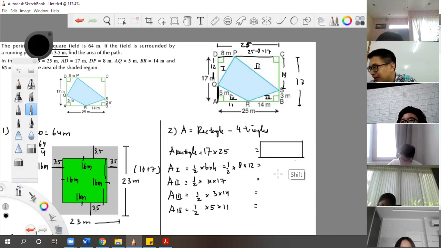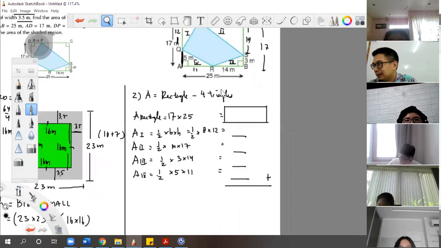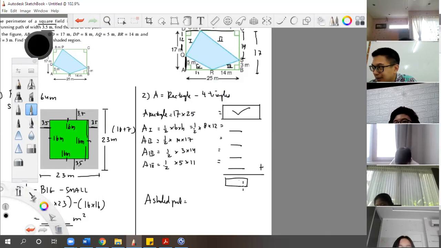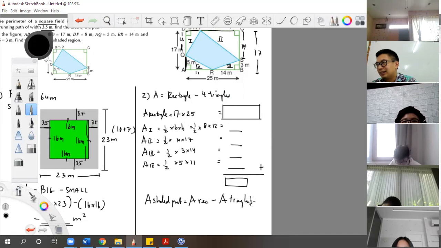Okay, this is the value and you add all, right? 4 triangles has to be added. Dapat. So the area of the shaded part is this subtract by the total of the area of 4 triangles. You calculate it by yourself. Area of rectangle subtract area of total triangles. Triangles, plural, because we have 4 triangles, and you need to subtract all of them.